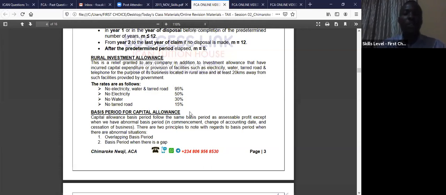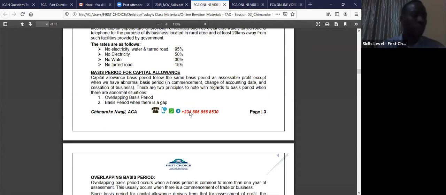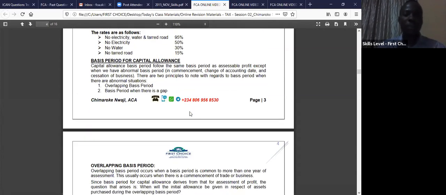Now we go to the basis period for capital allowance. The basis period for capital allowance normally follows the basis period for profits, assessable profits.